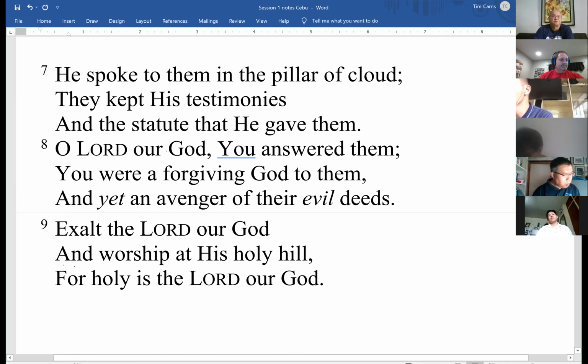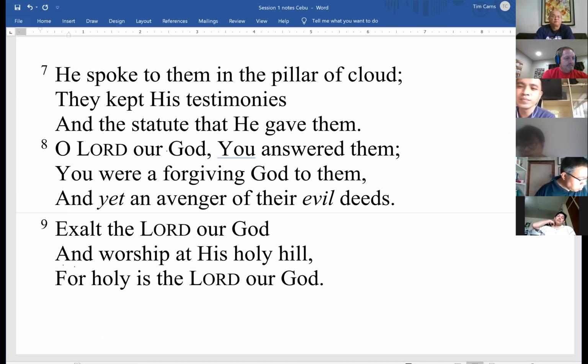He spoke to them in the pillar of cloud. They kept his testimonies and the statute that he gave them. O Lord our God, you answered them. You were a forgiving God to them, and yet an avenger of their evil deeds. Exalt the Lord our God and worship at his holy hill. For holy is the Lord our God.